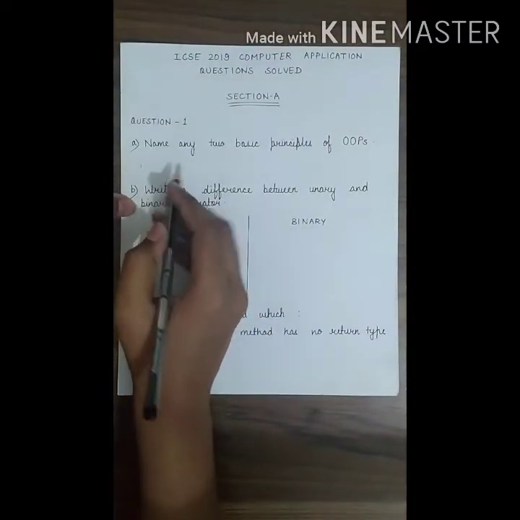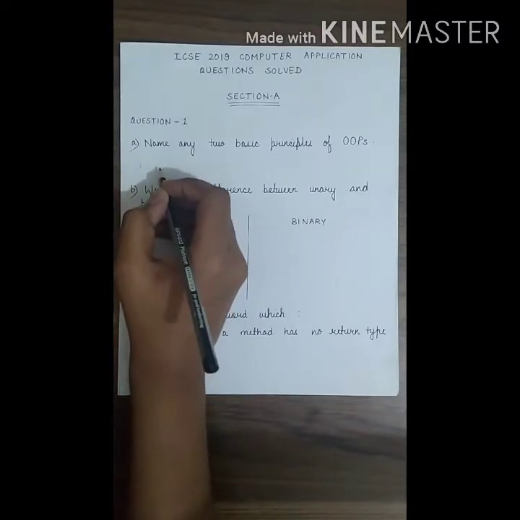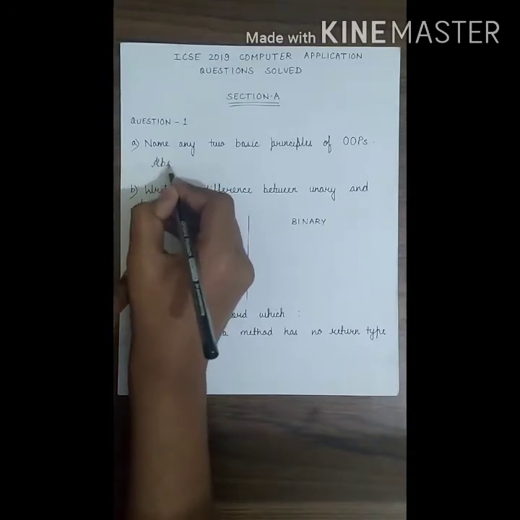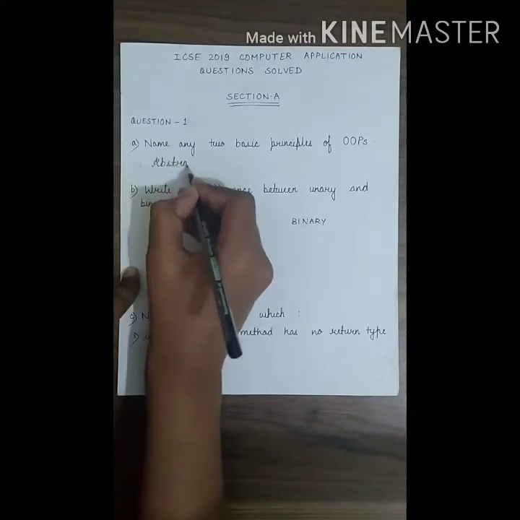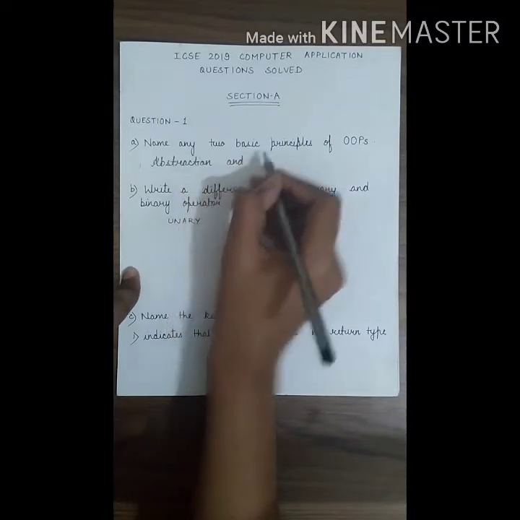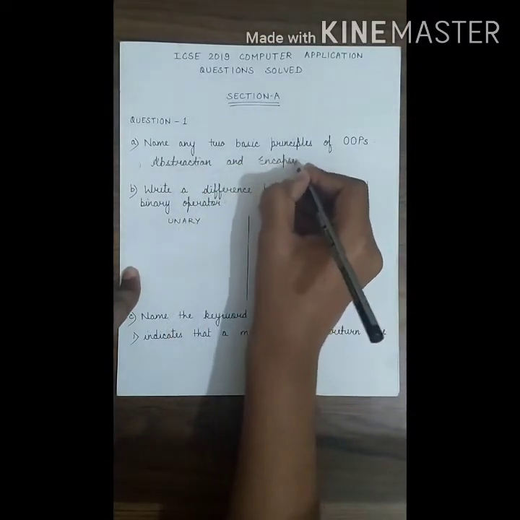A part: name any two basic principles of OOPS. We know that there are four principles of OOPS: abstraction, inheritance, encapsulation and polymorphism. So we can write any two: abstraction and encapsulation.